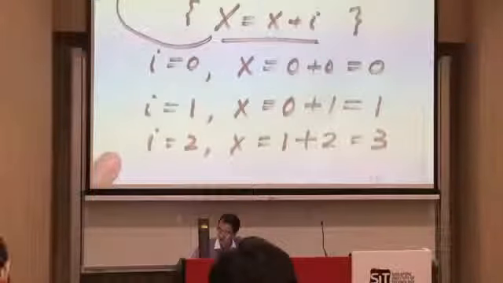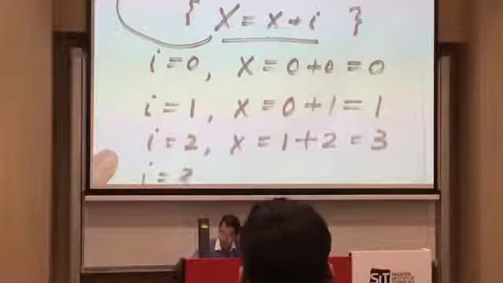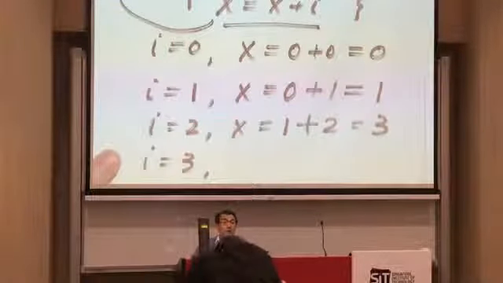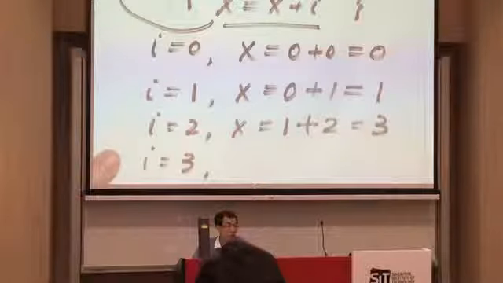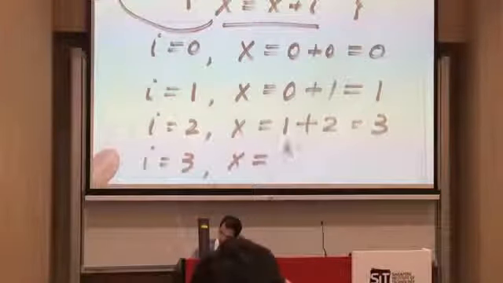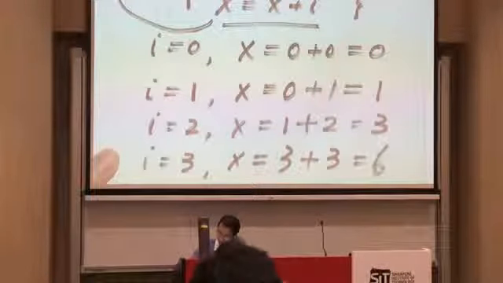Okay. So after this one, you increment your i by 1. i equals 3. So you check i, is it still less than 5? True, right? Okay. So now you do this again. 3 plus what? 3, right? 6.